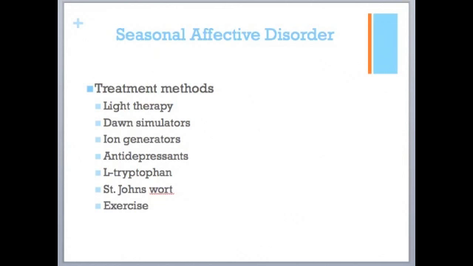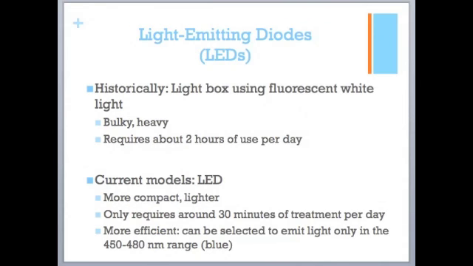Treatment methods for SAD include light therapy, dawn simulators, ion generators, antidepressants, L-tryptophan, St. John's wort, and exercise. The traditional mode of delivery for bright light treatment of SAD is a light box, commonly fluorescent white light, that is often heavy, bulky, can be awkward to use, and requires a longer period of time per day using the machine than the newer models.